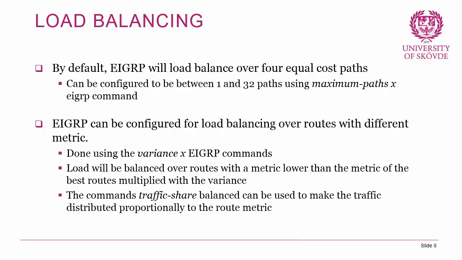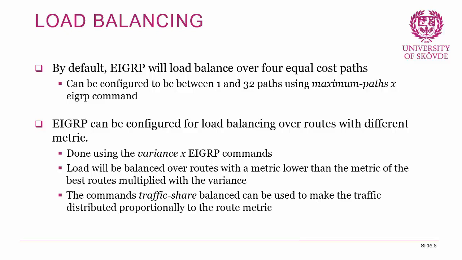So if we have three routes to the same destination network with 1,000, 2,000, and 3,000 as the metrics, and we set the variance to 2, then since the lowest or the best route is of metric 1,000, EIGRP will load balance over routes with that times the variance, which is 2, so it will load balance over links with 2,000 or less in metric, so it will load balance over 2. If we want to allow for even more variance, we can set the variance to 3, and then in our scenario, it would use all links with a metric of 3,000 or less.